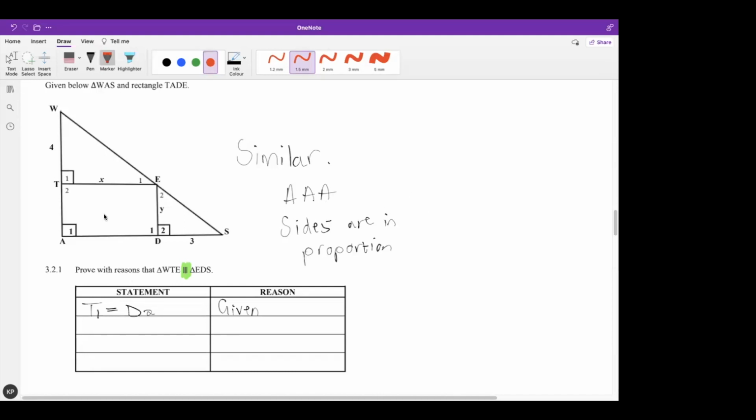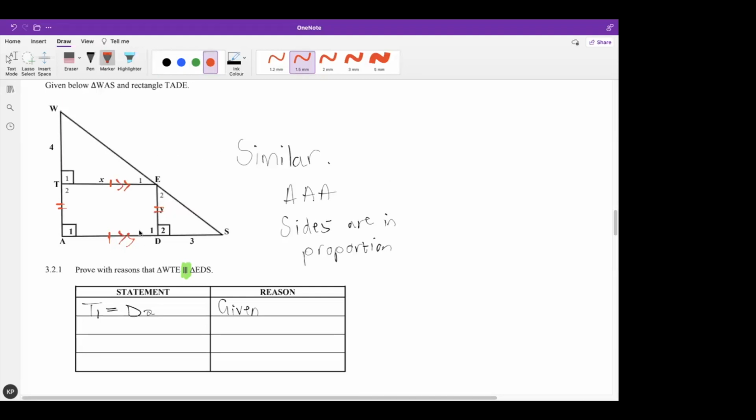Okay, everything is 90, yes. What else do we know? Equal sides are opposite, yes. Okay, let me do that. 1, 1. And then, what else do we know? There's one that I haven't said. Oh, Tapang, you're onto something there.